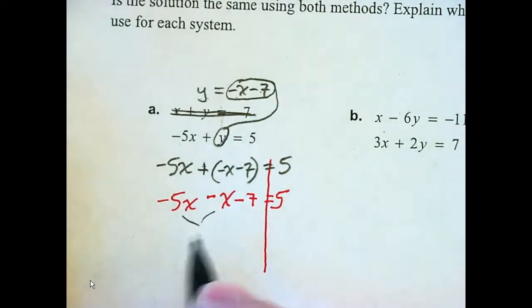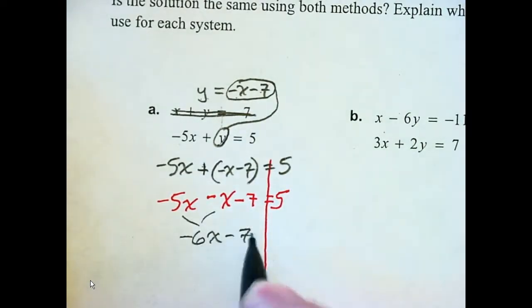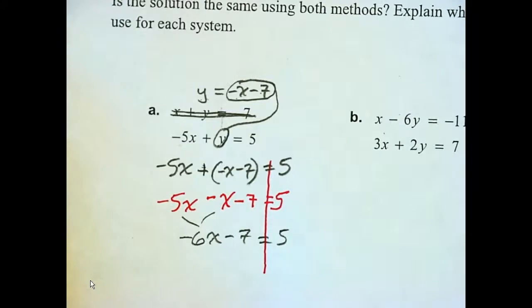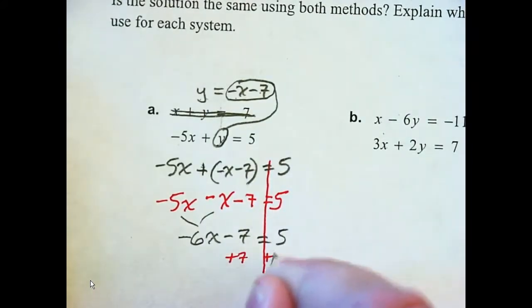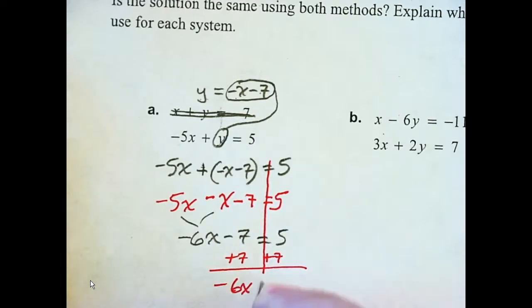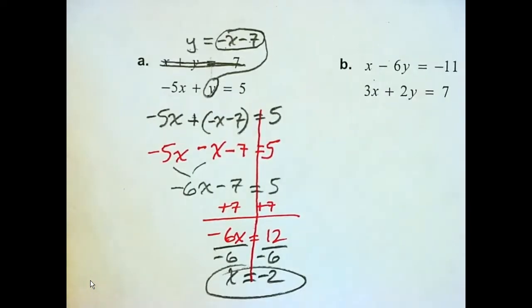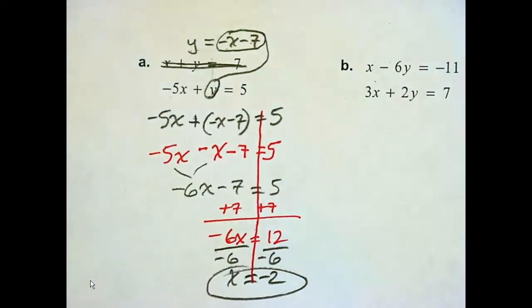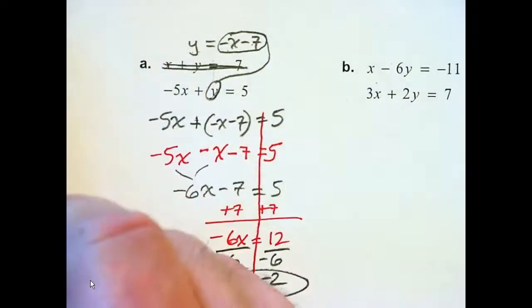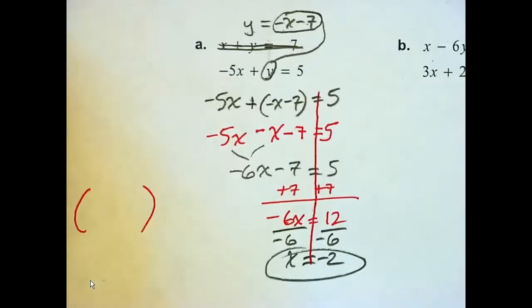This is negative 6x minus 7. That's equal to 5. I then add 7 to both sides. Negative 6x equals 12. I then divide by negative 6 to get x equals negative 2. All right. So here's the deal. You now know x. Have you solved the system? No. All of our answers yesterday had a coordinate answer. We had an xy value. Well, right now we only have an x.